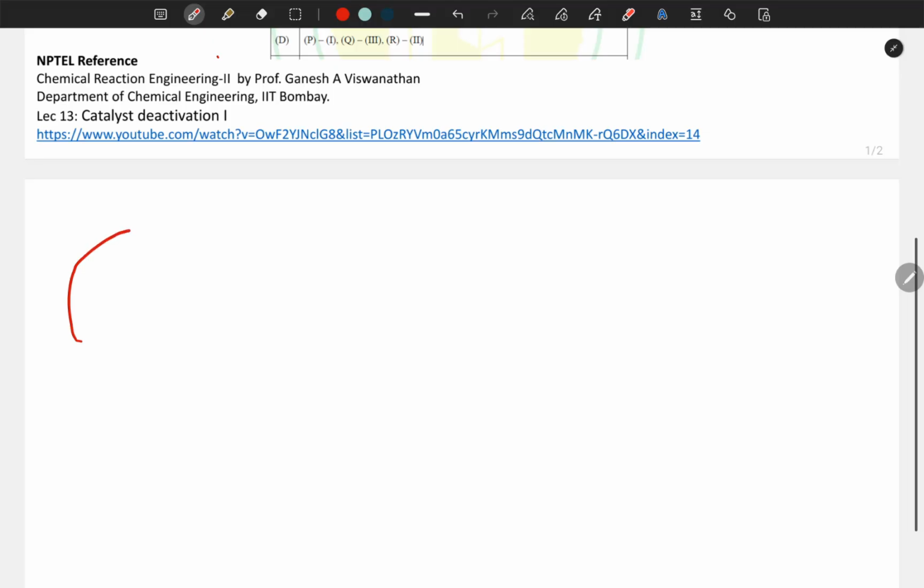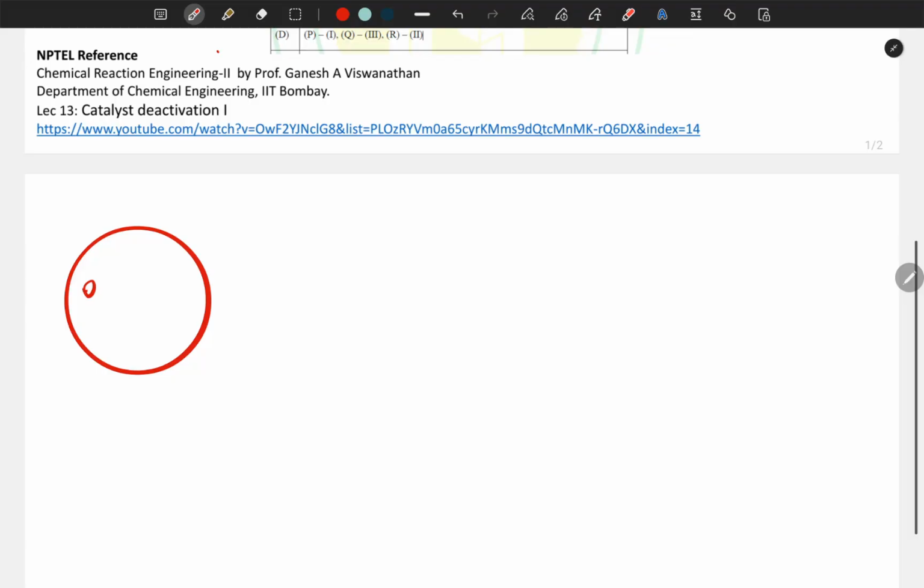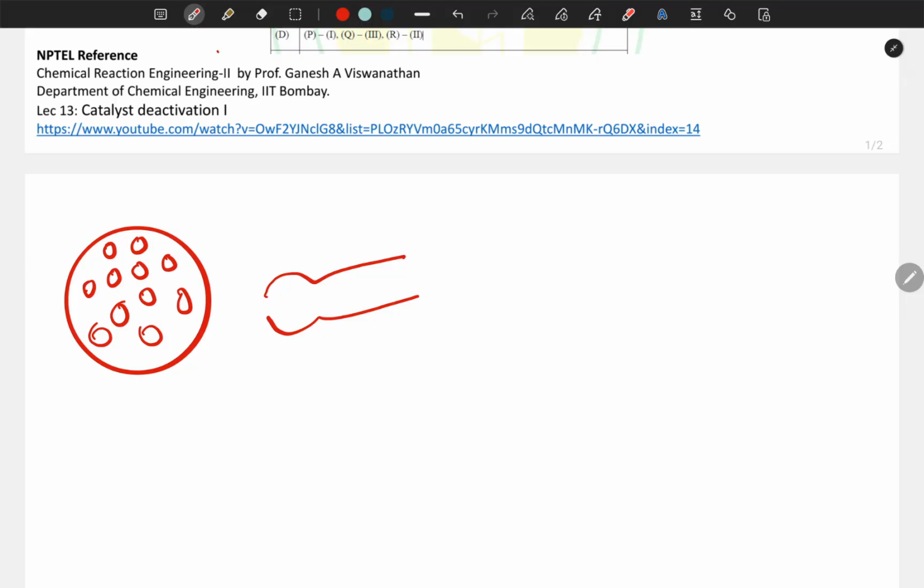So let us assume this as a catalyst surface where you have pores. If you zoom into any one of the pores, you will have a structure like this. So here the reactants are adsorbed at the catalyst pore, and you have something called active sites inside the pores. These active sites are responsible for the conversion of your reactant into product.